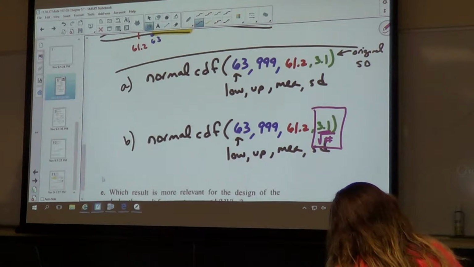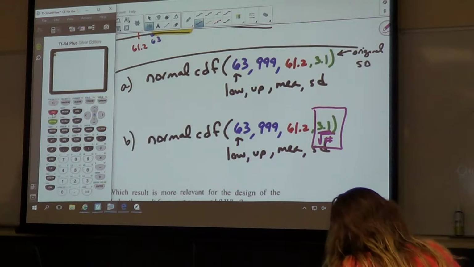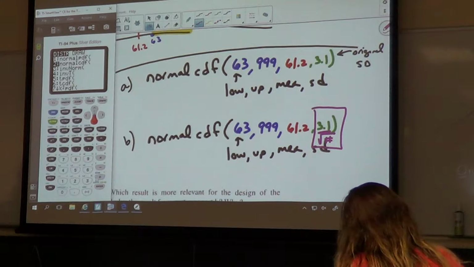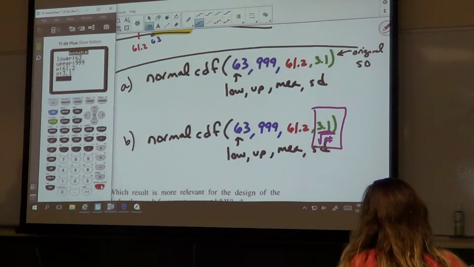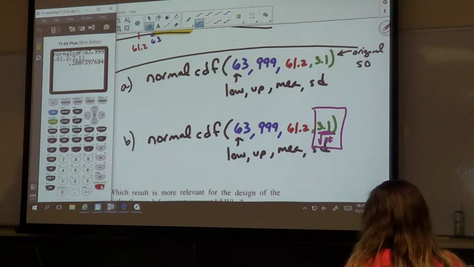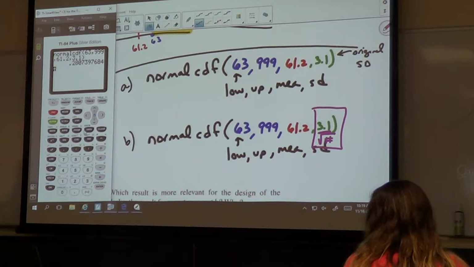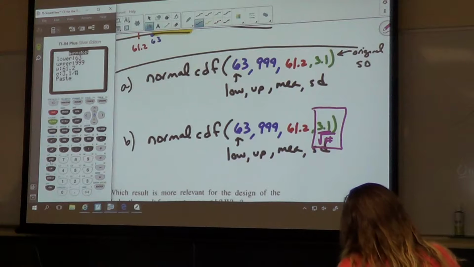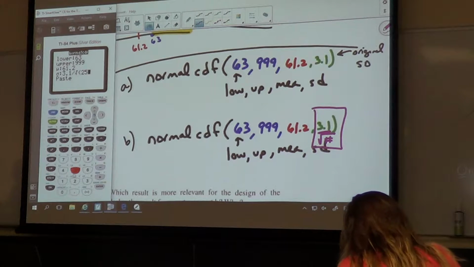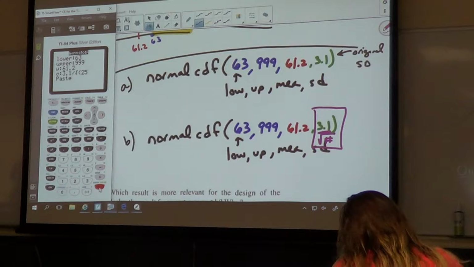I'm lazy. So when I do second bars, normal CDF the first time, I'm going to do 63, 999, 61.2, and 3.1, and I'm going to get my answer. Then when I do part B, I'm going to do second bars, normal CDF. The 63 didn't change, the 999 didn't change, the mean didn't change. Right in there, I'm going to do divided by the square root of 25, right up in there in the guts.